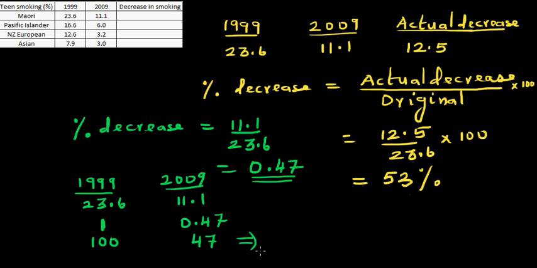This implies, what's the decrease? So percentage decrease is 53%. This gives you more understanding. Again, I'll repeat. In 1999 it was 23.6, and in 2009 it is 11.1. So if it was 1 in 1999, it was 0.47 in 2009, which implies if this becomes 100, you have to make this 100 times bigger. So if there were 100 smoking in 1999, now there are only 47. That means there is a decrease of 53%.